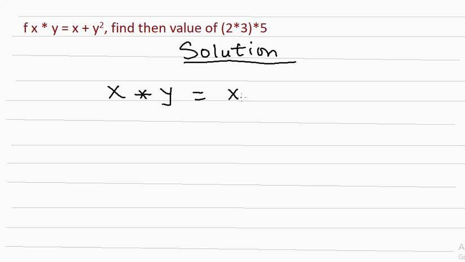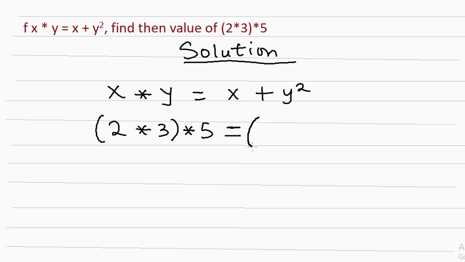Here I have another question. Solution. So here x asterisk y is defined as x plus y squared. We are being asked to evaluate 2 asterisk 3 in a bracket, then asterisk 5. You know how we're going to do that? By the principle of BODMAS, we are going to evaluate the bracket first.